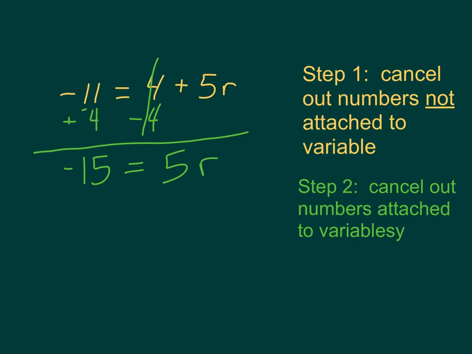Now I'm on step 2, which is going to cancel out the numbers attached to the variable. And I just saw this, it should say variable. I don't know why there's a typo there. So to cancel out this 5, this is 5 times r, I'm going to have to do the opposite, which is divide by 5. So I divide by 5 on both sides, cancels out. That leaves me with r equals negative 15 divided by 5, and that's going to be negative 3.